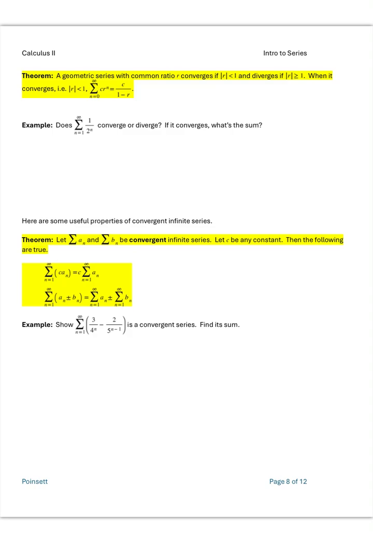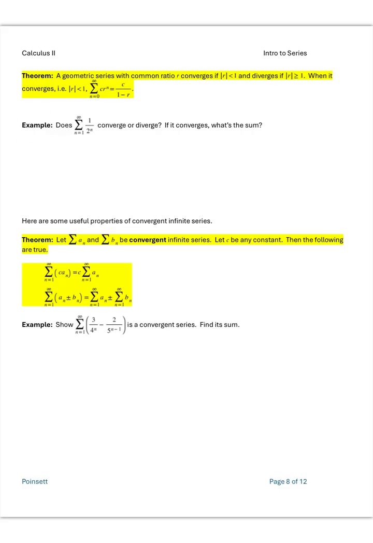In this video, we will practice with geometric series and we will see something called the divergence test. So we now have the official theorem. A geometric series with common ratio r converges if the absolute value of r is less than 1, and it diverges if the absolute value of r is greater than or equal to 1. When it converges, i.e. when the absolute value of r is less than 1, then we can say the actual sum can be computed as c divided by the quantity 1 minus r.